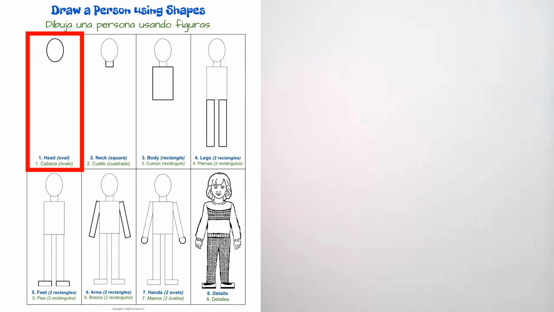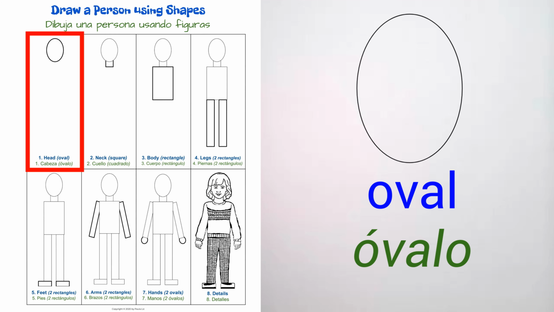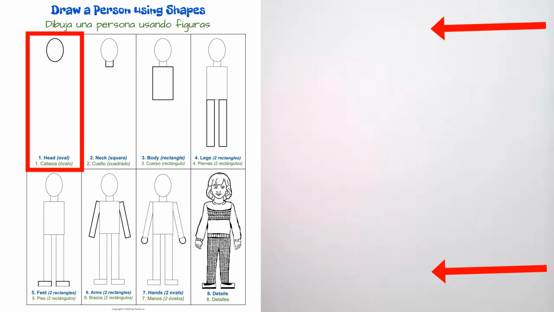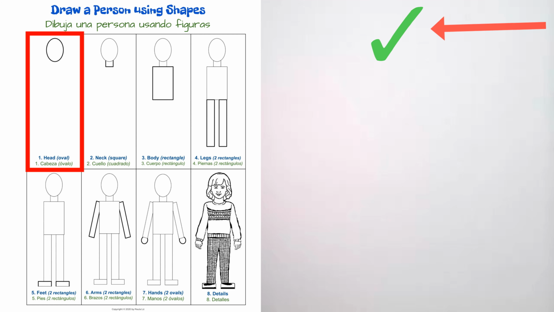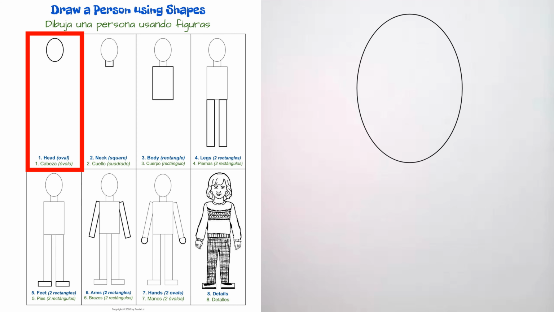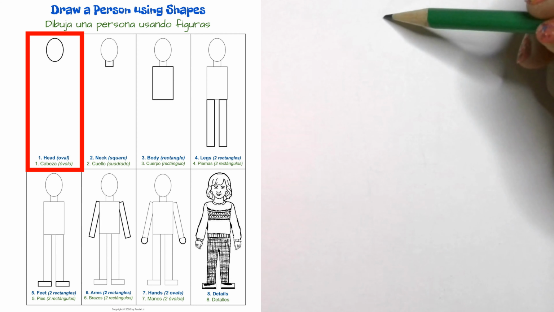We're first going to draw our person's head, la cabeza. What shape is a head? That's right, it's an oval. Is your head at the top or bottom of your body? So where should we draw it on our paper? That's right, the top. Should we draw our head somewhat small or really big? Let's keep it on the smaller side.